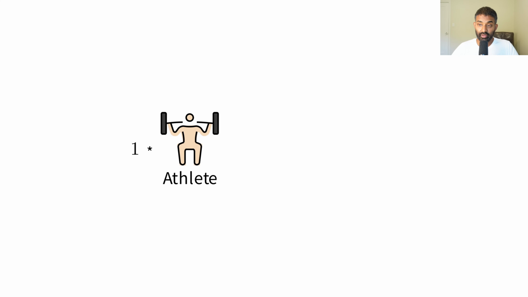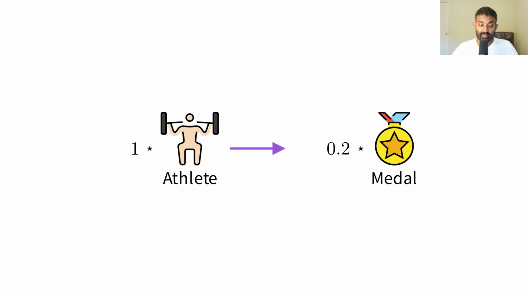And intuitively, what that coefficient means is that if we enter one athlete into the Olympics, we expect to win 0.2 medals. So if your country enters 5 athletes into the Olympics, you'd expect to win 1 medal. If your country enters 10 athletes, you'd expect to win 2 medals, and so on. And that's how we interpret the linear regression line.